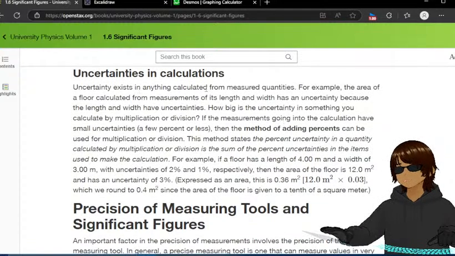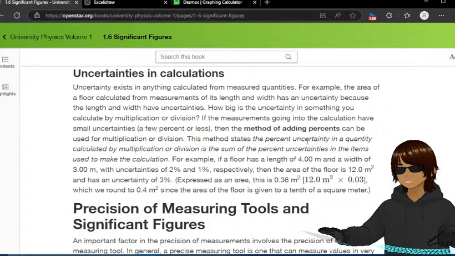Uncertainty exists in anything calculated from measured quantities. For example, the area of a floor calculated from measurements of its length and width has an uncertainty because the length and width have uncertainties. How big is the uncertainty in something you calculate by multiplication or division? If the measurements going into the calculation have small uncertainties, then the method of adding percents can be used for multiplication or division. This method states that the percent uncertainty in a quantity calculated by multiplication or division is the sum of the percent uncertainties in the items used to make the calculation. For example, if a floor has a length of 4 meters and a width of 3 meters, with uncertainties 2% and 1% respectively, the area of the floor has uncertainty of 3%.